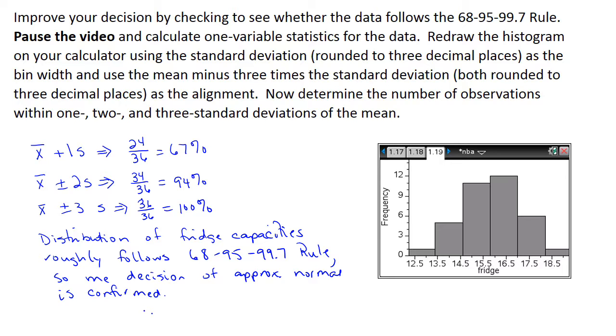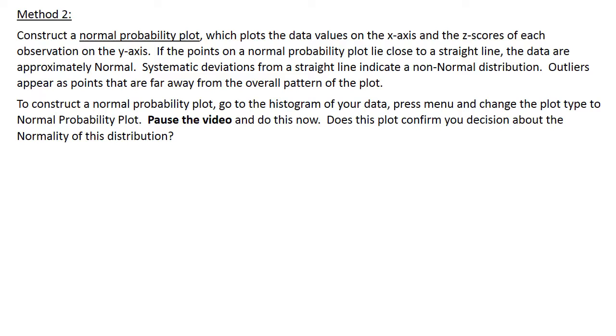Now one more thing that I think sometimes is very helpful, and that is our second method for determining if a data set is approximately normal, which is to construct a normal probability plot. A normal probability plot plots the data values on the x-axis, and then it plots the z-scores of each data value on the y-axis. If that plot is close to linear, then that means the data are approximately normal. If I have some kind of severe curvature to that normal probability plot, that means that my distribution is non-normal. If you see points that just lie kind of far away from the overall linear plot of the normal probability plot, then that would indicate outliers.